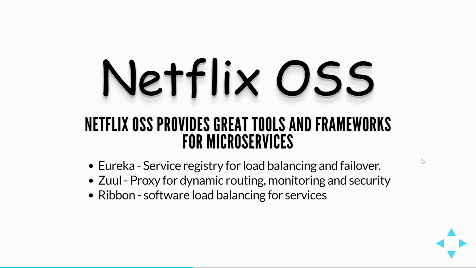So about Netflix OSS, you already know Netflix OSS provides great tools and frameworks for microservices, and there are three parts: Eureka, a service registry for load balancing and failover, Zuul proxy for dynamic routing, monitoring and security, and Ribbon, software load balancing for the services.